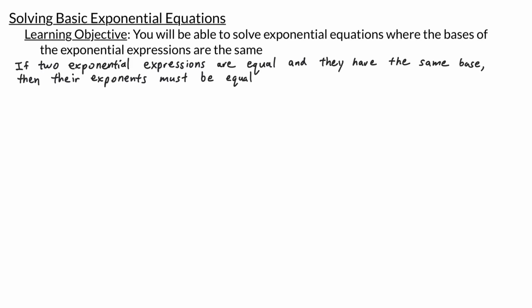It should make sense that if we have two exponential expressions that are equal to each other and they have the same base, it means that their exponents must be the same. What I mean by this is the following. If we have a raised to some power b and it's equal to a raised to some power c, then it must be true that the exponents are equal to each other. b must equal c. We're going to be using this fact to help us solve some basic exponential equations. Let's take a look at some examples.